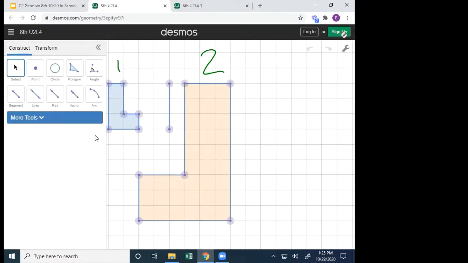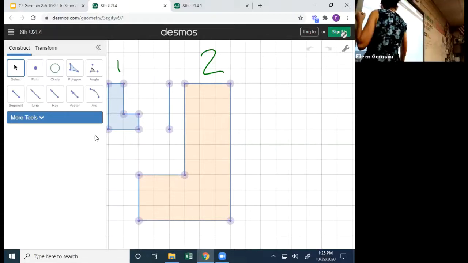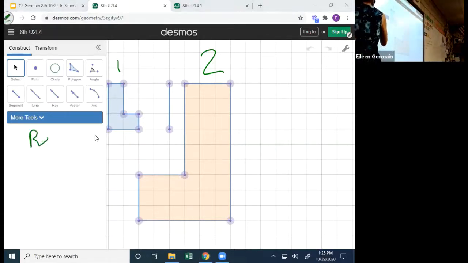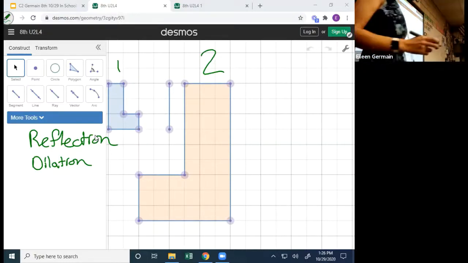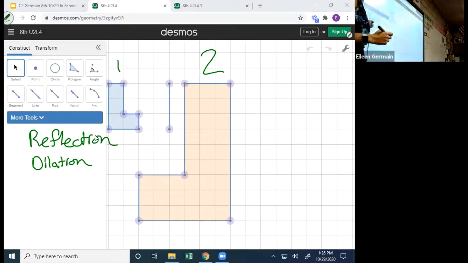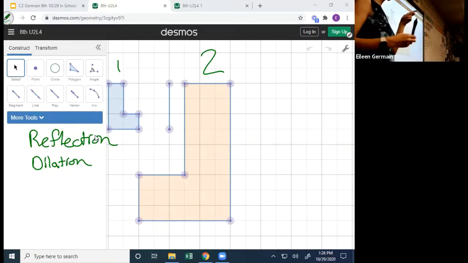A reflection? Oh, a reflection. Okay. Sam, what do you think? And why do you say a dilation? Very good. He's saying a dilation because the shape is getting larger. So we might have a reflection and a dilation. What else might we have to do here? Do you think there's going to be a rotation? No? Why do you think no, Sam?